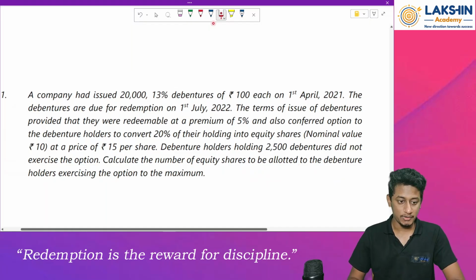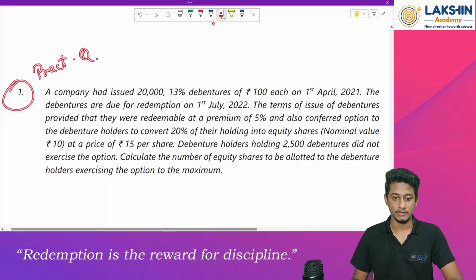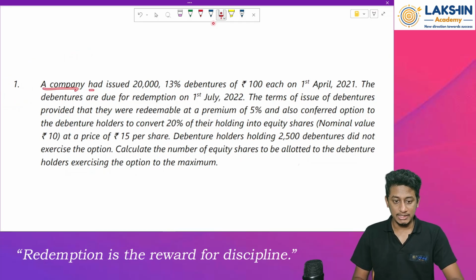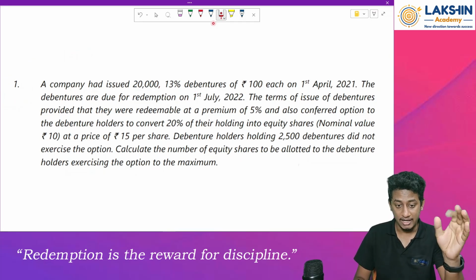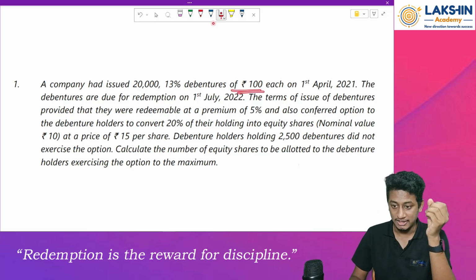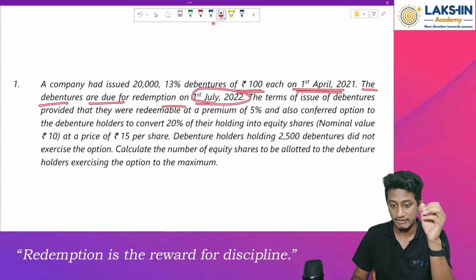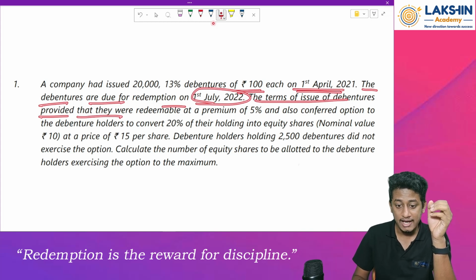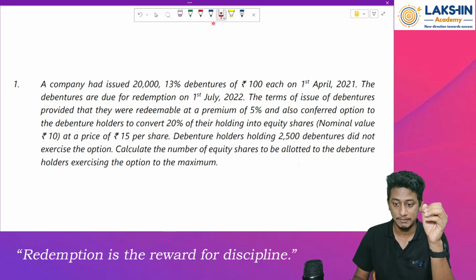This question is from your practical questions. A company has issued 20,000 debentures, 13% debentures of rupees 100 each on 1st April 2021. The debentures are due for redemption on 1st July 2022. The terms of issue of debentures provided that they were redeemable at a premium of 5%. Okay. For 5% premium, I need to redeem it.